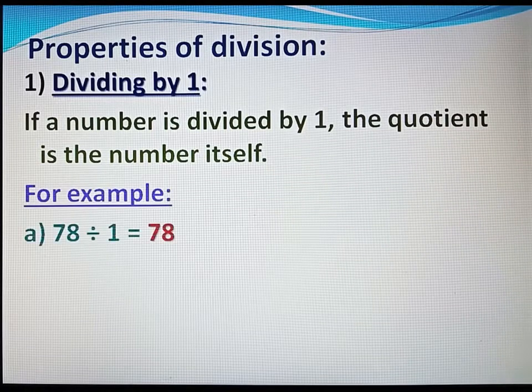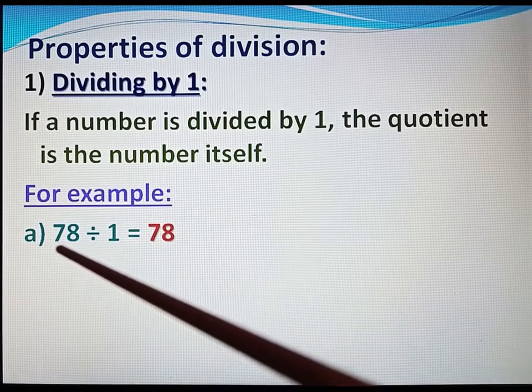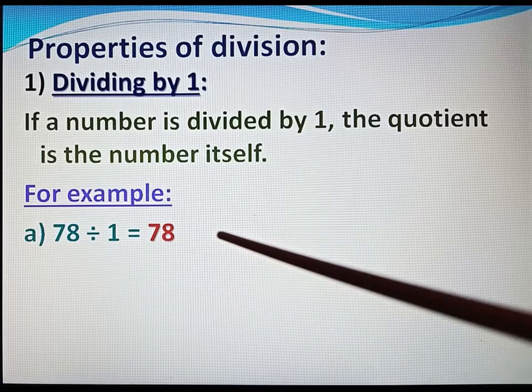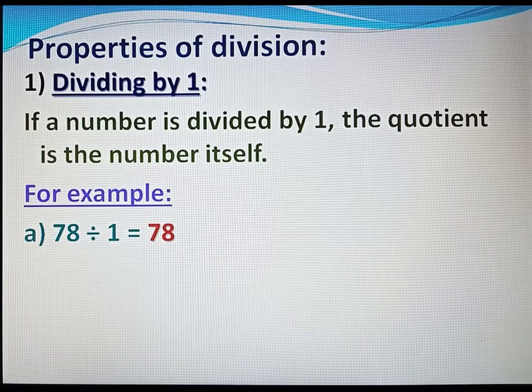See, I will explain you by an example. A part, 78 divide 1 equal. See, we are dividing 78 by 1. The quotient is that number itself. And number is 78. So 78 is the quotient.